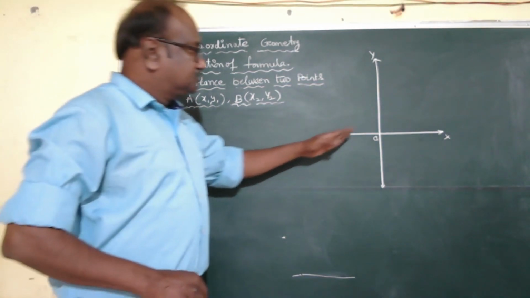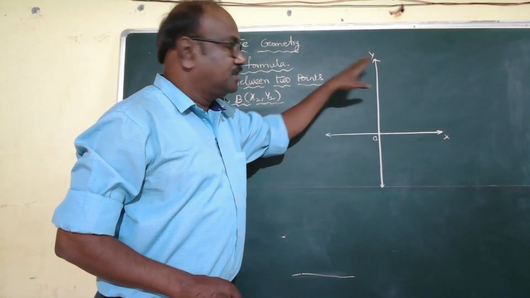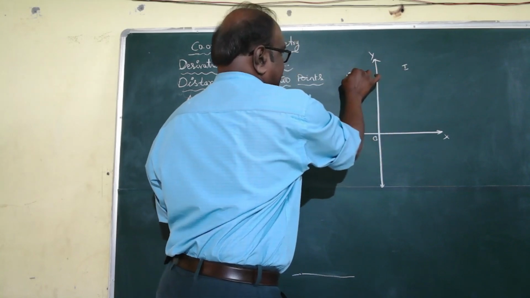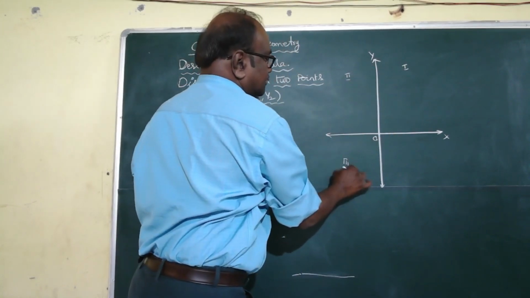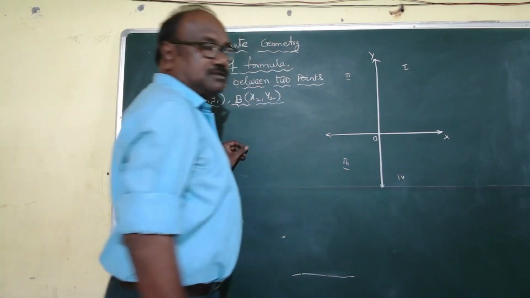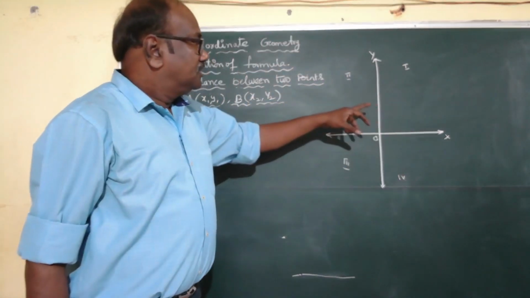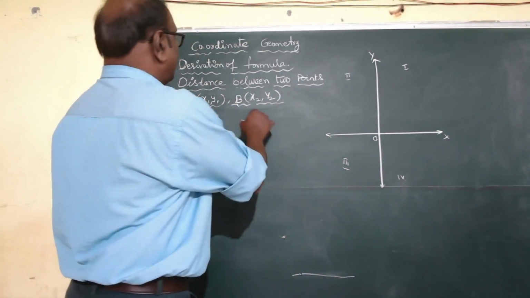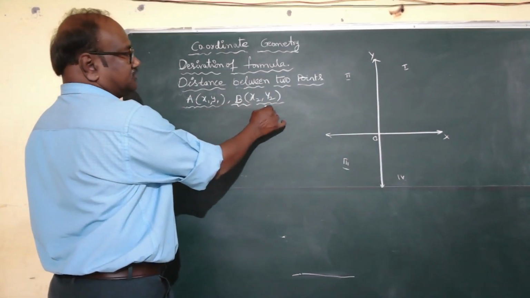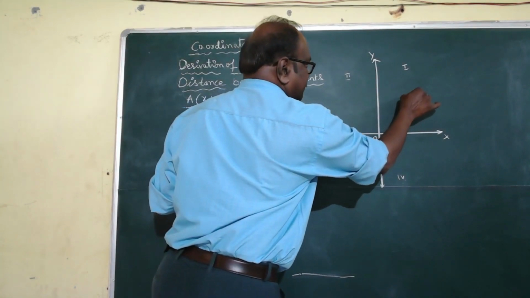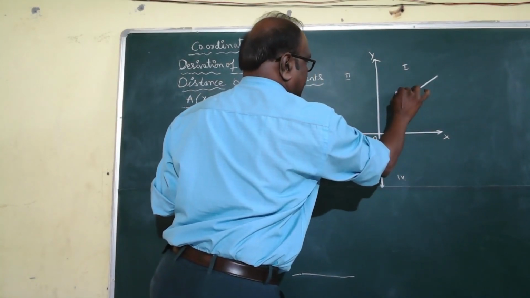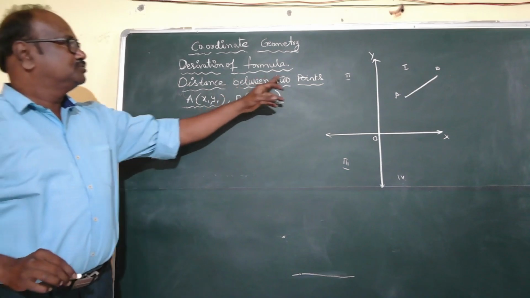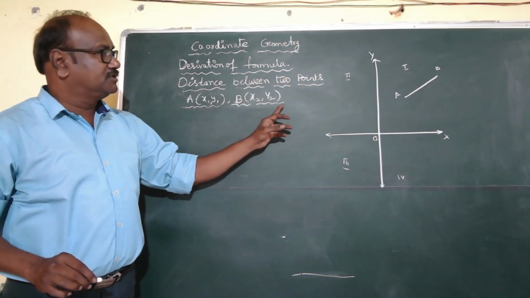Now these two axes divide the coordinate plane into four parts. These are known as the first quadrant, second quadrant, third quadrant, and fourth quadrant. Now, if you take any 2 points, let us suppose you are taking 2 points A (x1, y1) and B (x2, y2) in this first quadrant, A, B. Now how to find the distance between these 2 points A (x1, y1) and B (x2, y2)?